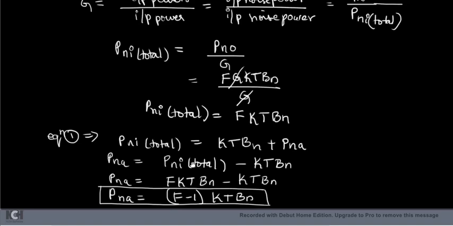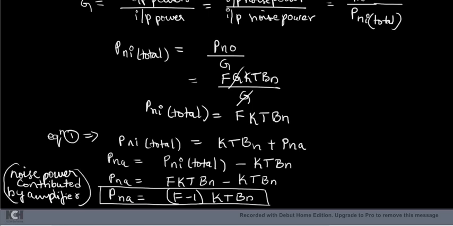So PNA stands for what? This PNA stands for noise power contributed by, from where is it coming? Noise power contributed by the amplifier itself. So what is the noise added by your amplifier? It is nothing but PNA. PNA stands for the noise power added by the amplifier, which is given by F minus 1 into KTBN. So this is the noise power added by the amplifier.